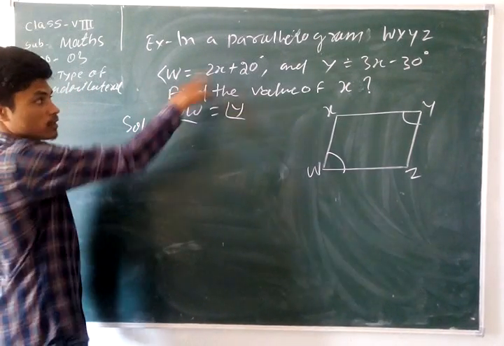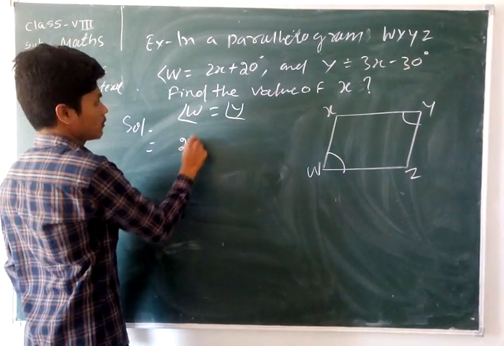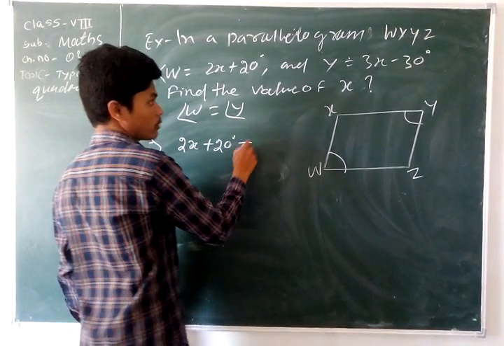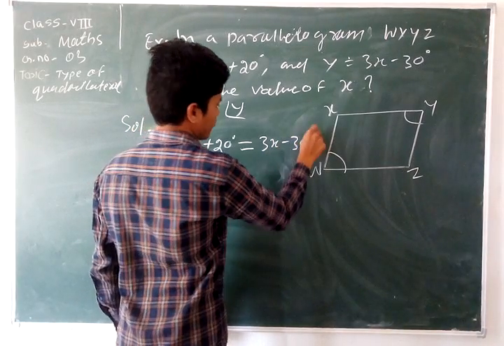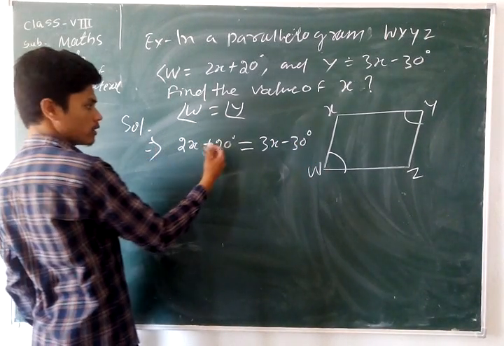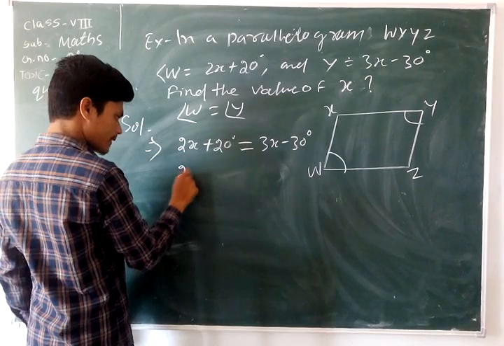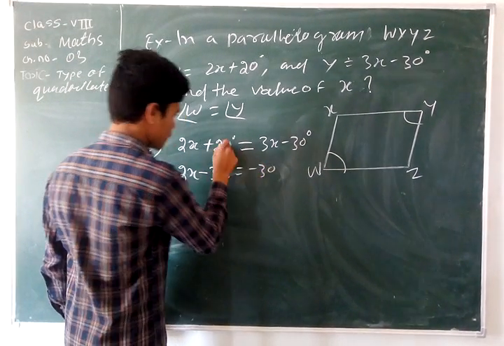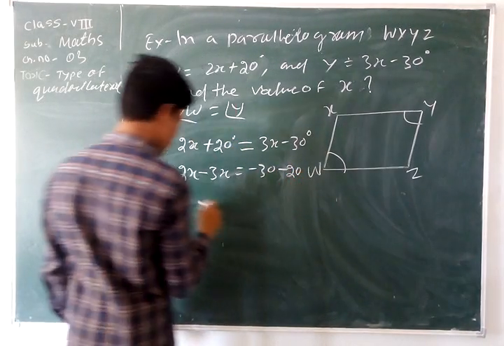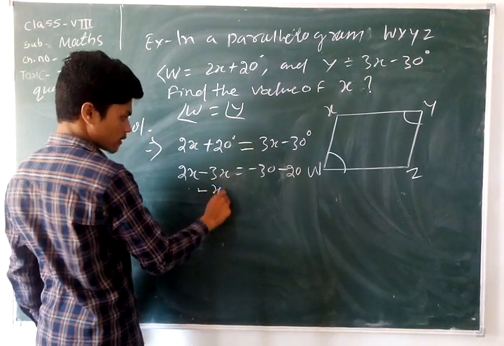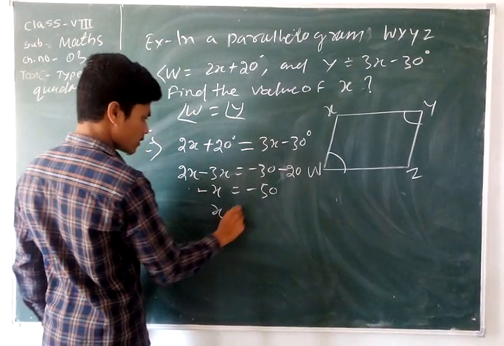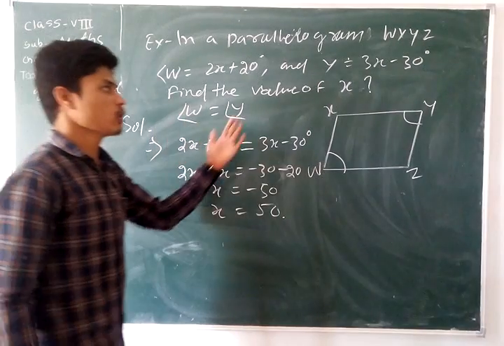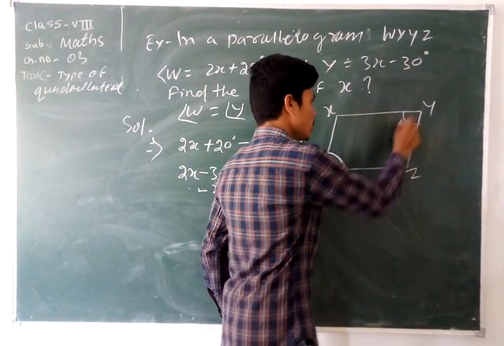You can easily find the value of W. W equal to 2x plus 20 degrees, and Y equal to 3x minus 30 degrees. Then you can shift terms to one side: 2x minus 3x equal to minus 30 minus 20. Here minus x equal to minus 50. x equal to 50. Then the value of x is 50.